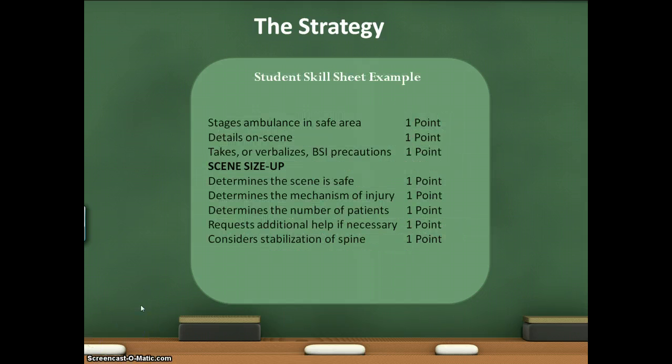A copy of the marking rubric or student skill sheet is actually placed on the PowerPoint. So for example, some of the common steps would be staging the ambulance in a safe area. This would create 1 point for the group. Details on scene, in other words, letting dispatch know that the unit is on scene. Takes or verbalizes BSI precautions. Scene size up. Determines the scene is safe.